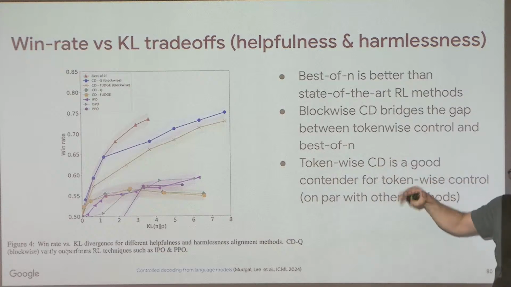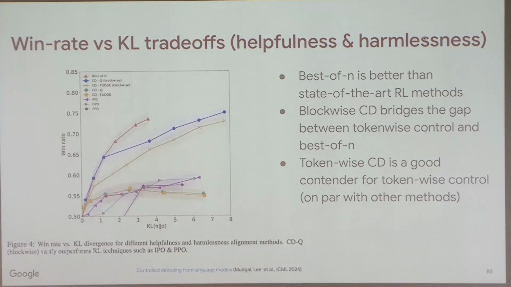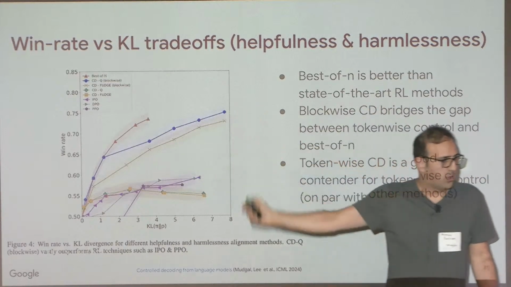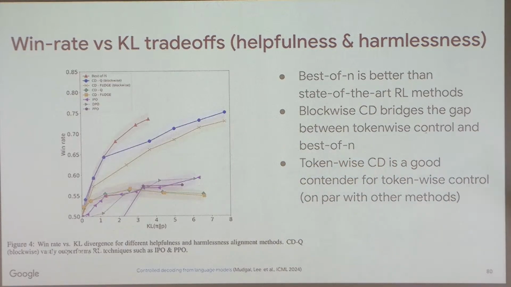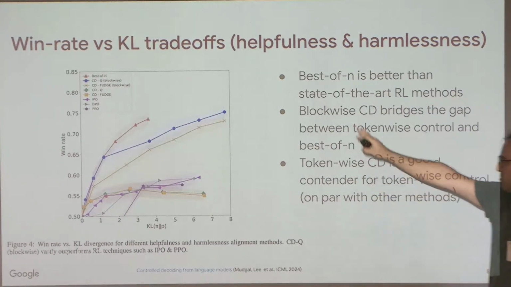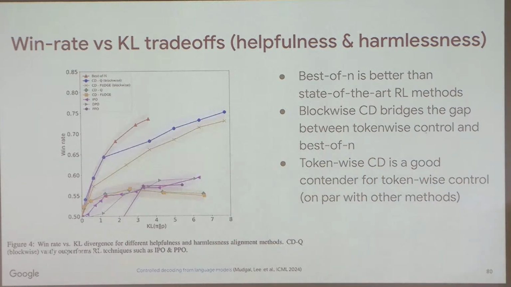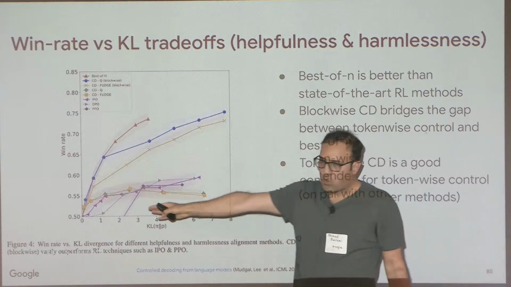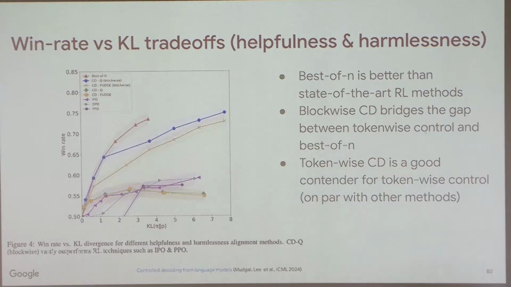And in the rest of the talk, we have 5 minutes, I will try to convince you that actually best of n is almost optimal. The only reason that we don't do best of n is the computational issues. Otherwise, it's actually close to optimal. And another thing that we see is that the block-wise variants of control decoding are actually very good contenders for this alignment problem. They are much closer to best of n. And all of these token-wise control methods are horrible, and they're horrible in the same way, including ours.